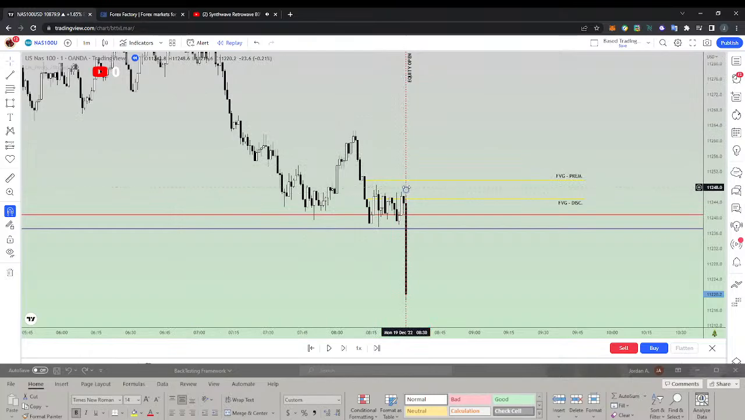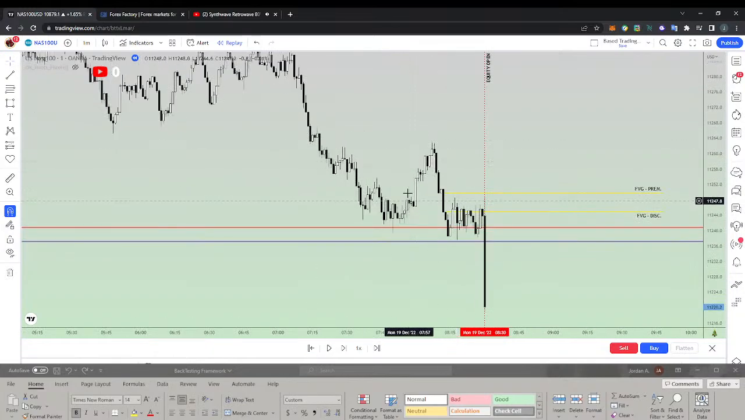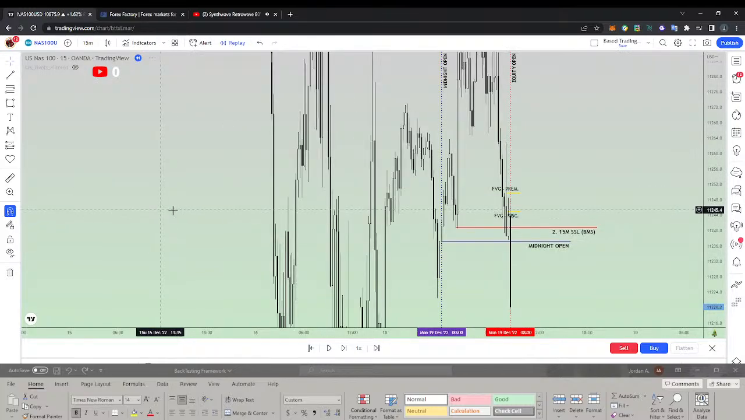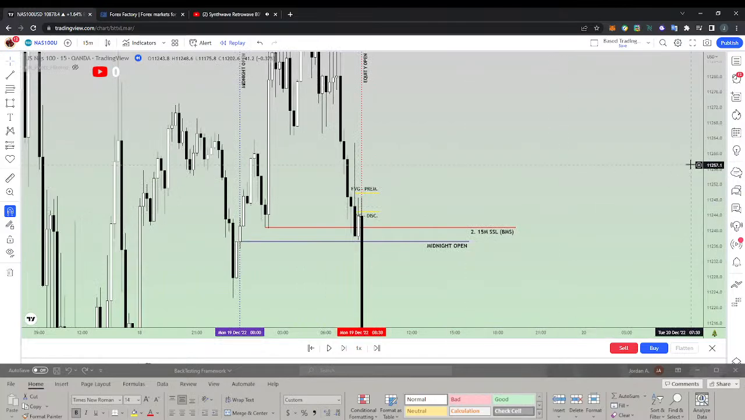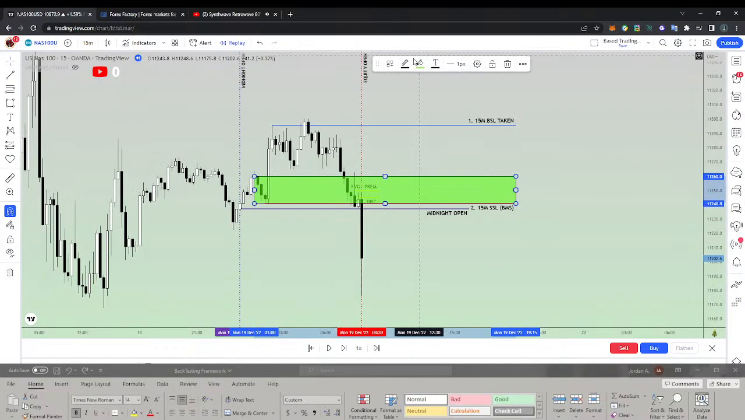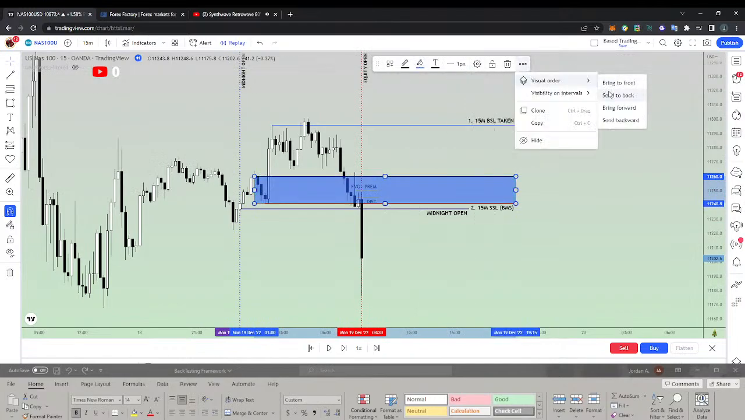Happened pretty quickly. You may not have got it, but I was expecting this to hold, which is why I drew it out. And if you'll notice, if we go back up to the 15 minute, we're in this breaker here. That's what happened. And we came up and almost tapped the EQ of the breaker.